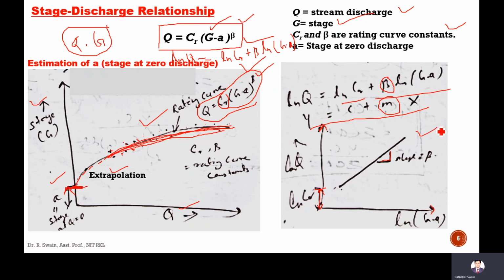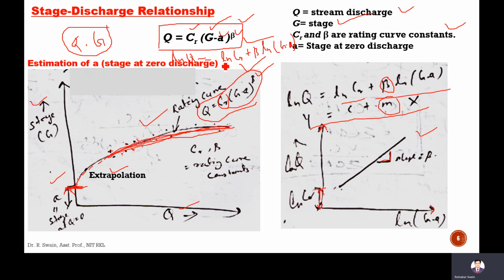You have to plot log Q against log (G minus A) just to find this beta value and CR value. So here you get the A value in this graph. Plotting between G and Q, and between ln Q and ln (G minus A), you will get CR and beta. So once you get CR, A and beta value, you can develop this equation.